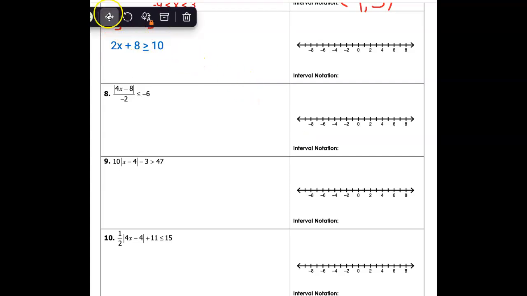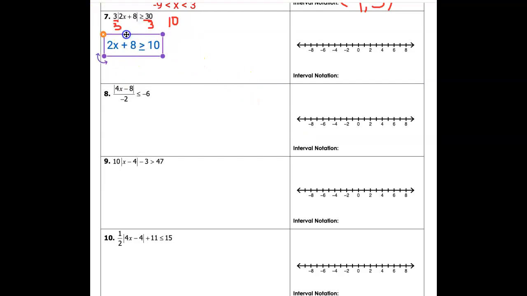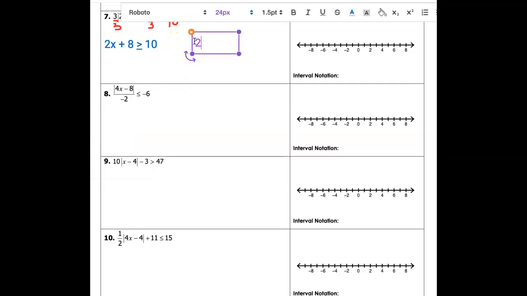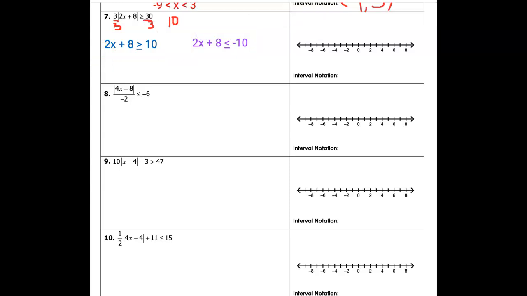And then because this is a greater than, this is going to be an or inequality. So then our second one, we do 2x plus 8, flip it to less than or equal to, make it negative 10. Now we'll go ahead and solve.